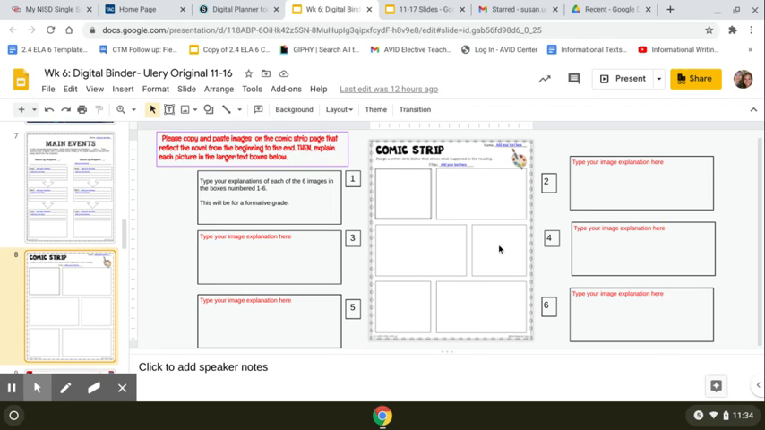You need 2 images that reflect the middle of the novel and 2 that reflect the ending. Coupled with that, you want to make sure that in each of these boxes that you are typing an explanation of each of the images. Be sure you use complete sentences, revise and edit, as I will be taking this for a formative grade.